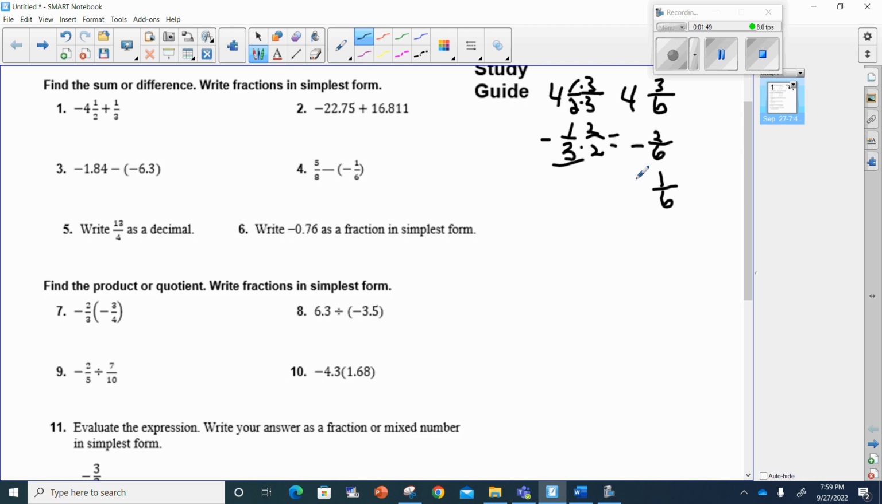And 4 is not getting subtracted by anything. Remember, this is big number minus small number, keeping the sign of the big number. Since the big number was negative 4.5, this is going to be negative 4 and 1/6.